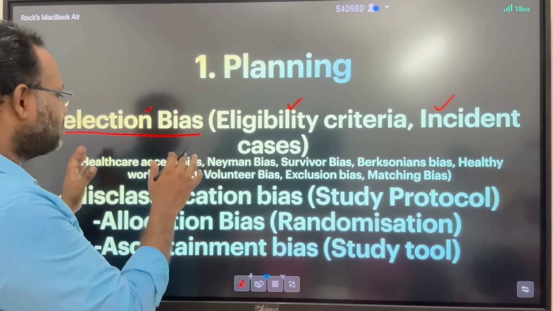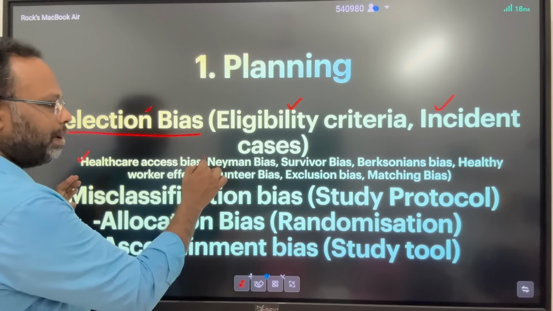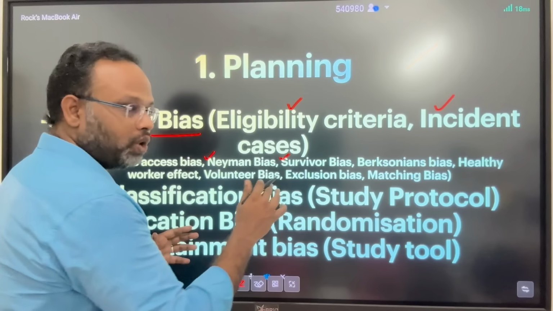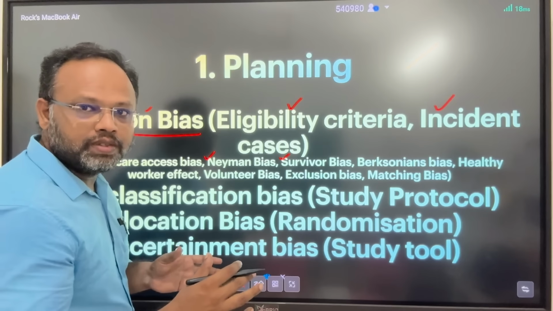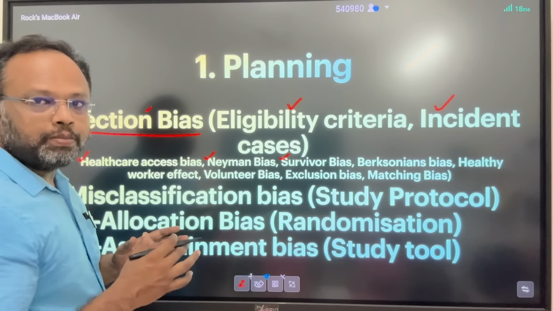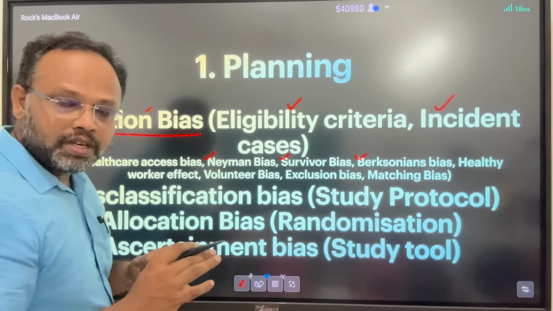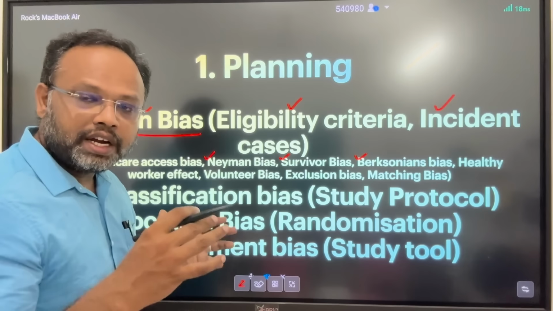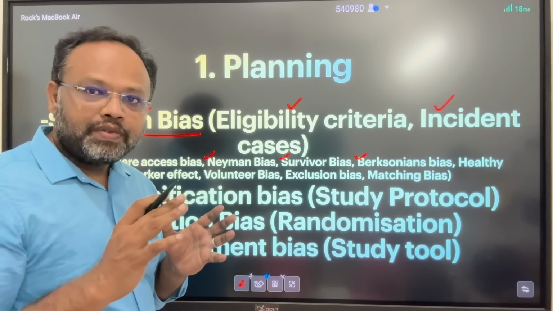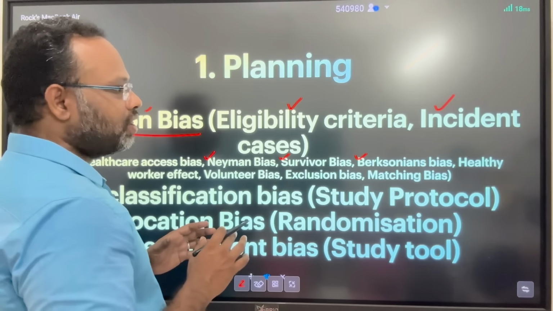Under selection bias, we have different types: healthcare access bias, Neyman's bias, otherwise called prevalence bias, and survivor bias. Only people who survive the disease will come for the study; people who died of the disease will not participate. Next is Berksonian bias, which occurs due to the differential rate of admissions to the hospital. All admitted patients have different characteristics, so only those people get into our study. That's called Berksonian bias.